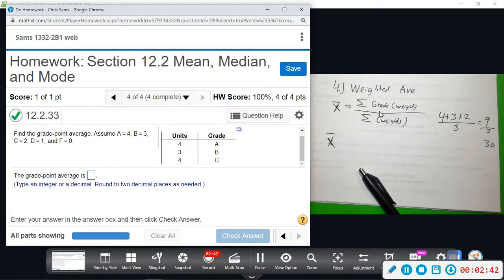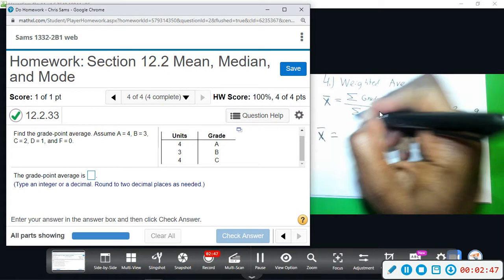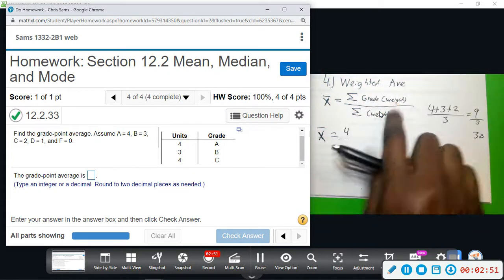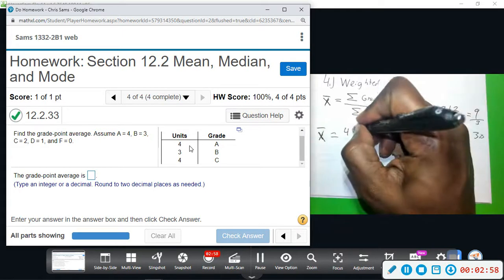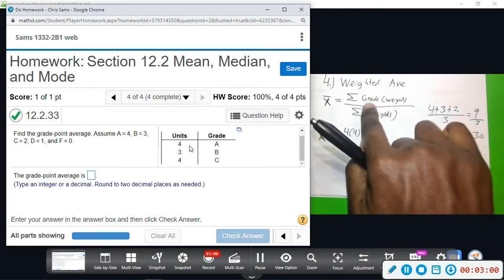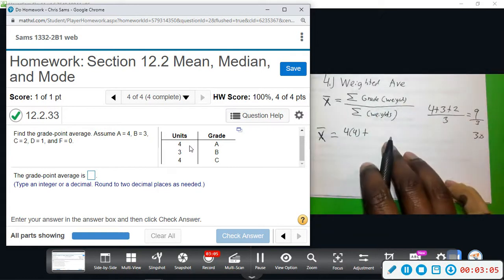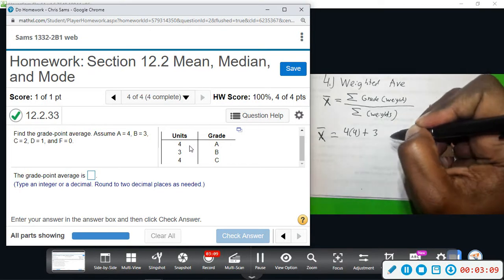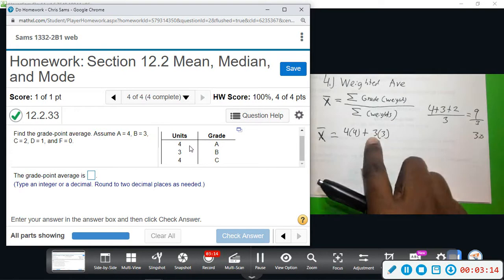In this example, A is worth 4 points, so that's the grade. And the weight is how many hours' worth of A we got, which is 4 hours. So we're going to do 4 times 4. That's the grade times the weight, and then this means sum, so add the next one. The next grade was a B. A B is worth 3 points, and we have 3 credit hours' worth of B's. So you do 3 times 3.